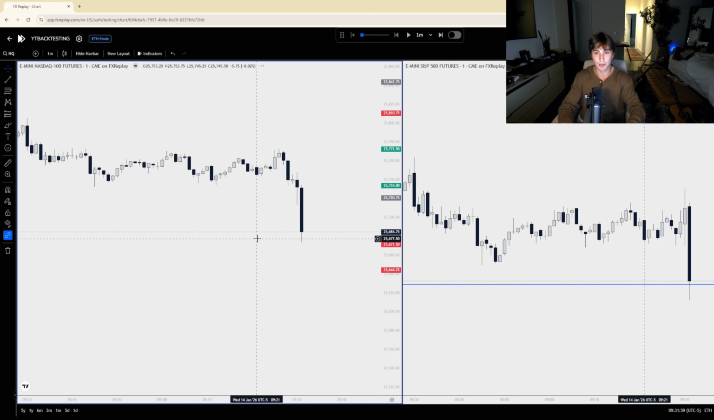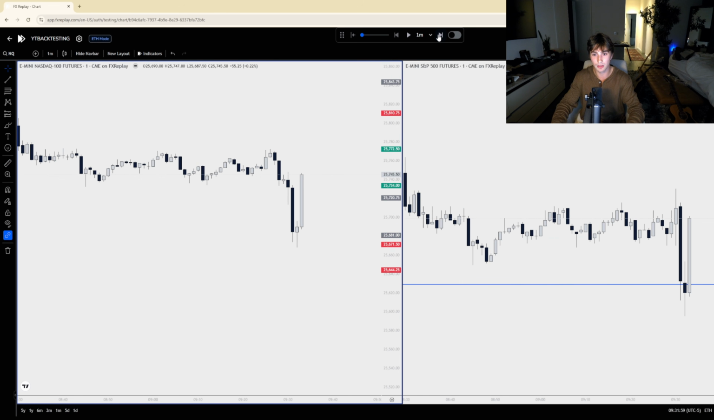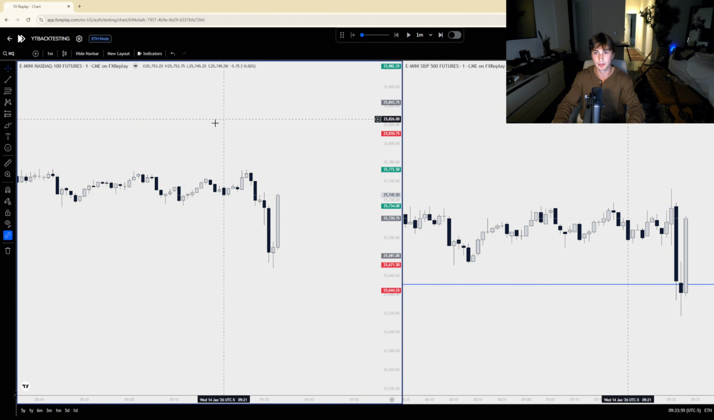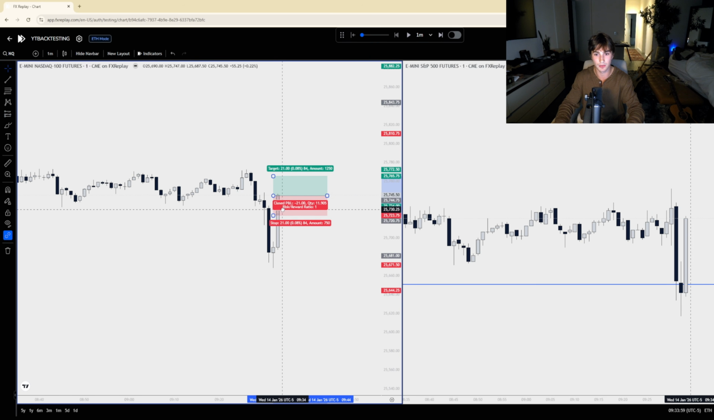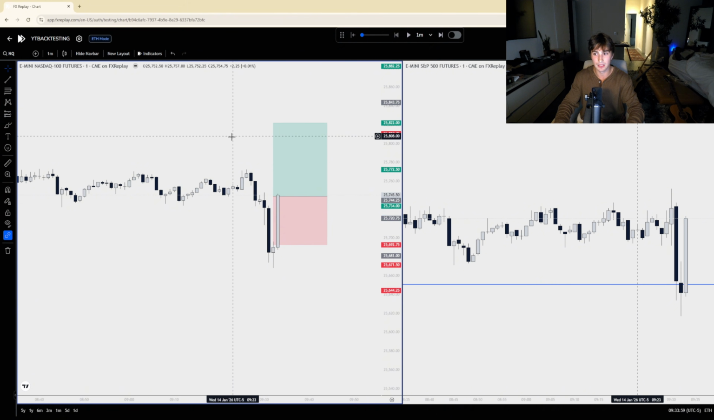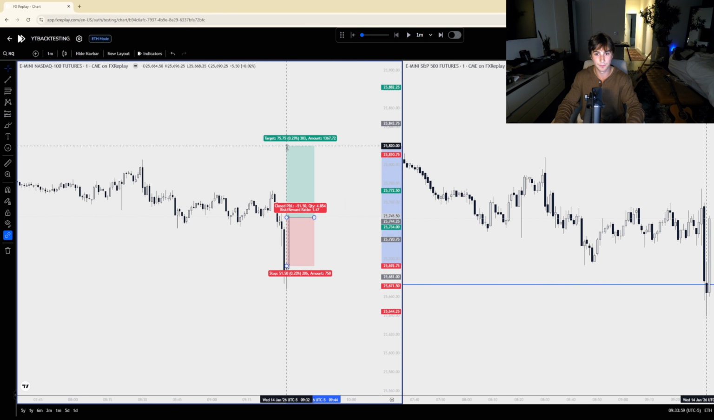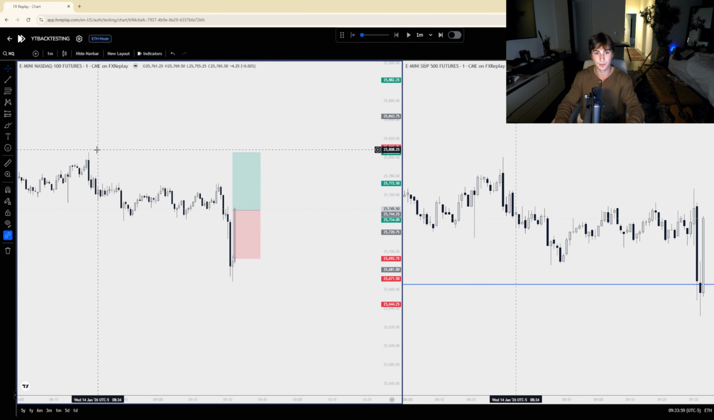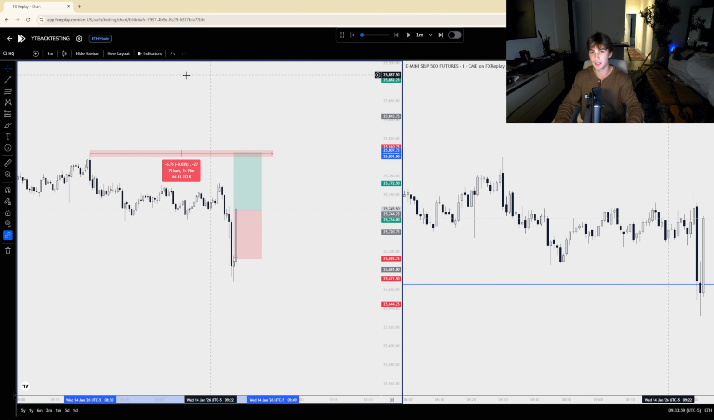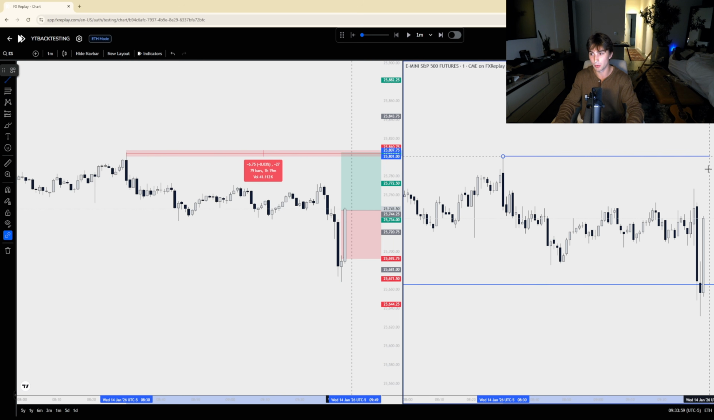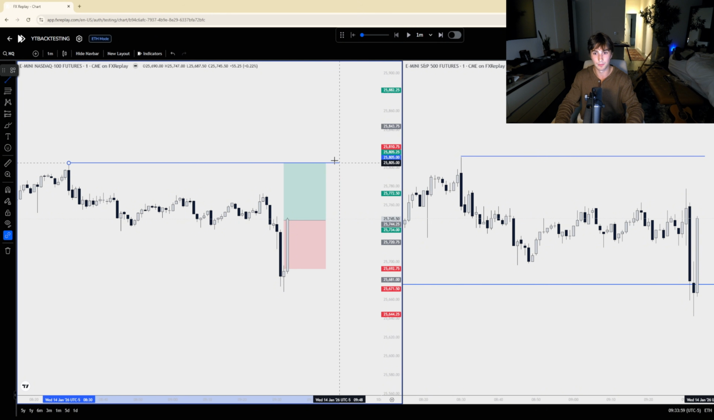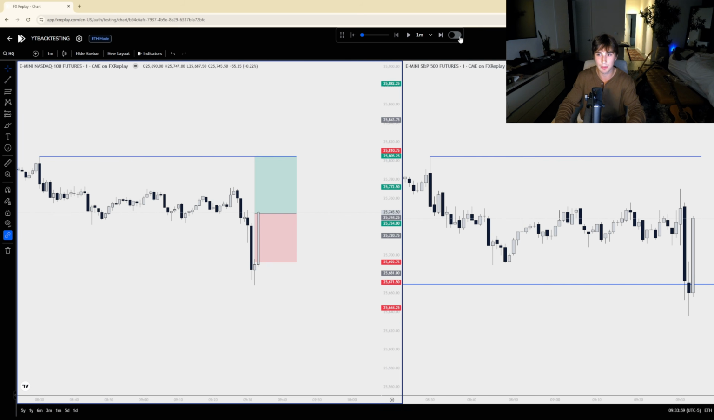So go on NQ and see if we get any structure to long. Okay, awesome. We get some structure right here. We can take like an early long off this leg right here on the 1 minute. And all I want to pay attention to is this high right here. Whichever asset takes this high first, let's say ES takes this high first, then I would go break even earlier on NQ because there's an SMT there. So let's see what happens.